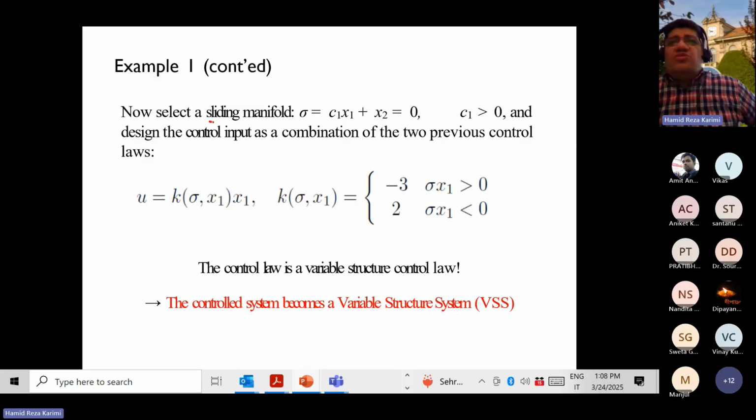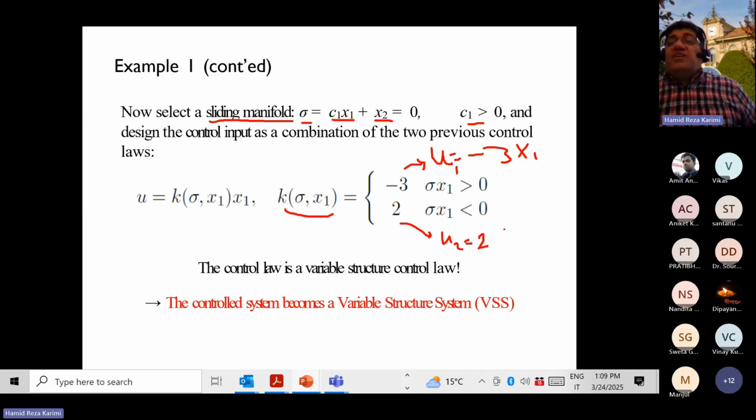Okay, so now you are choosing another manifold. If we choose a sliding manifold sigma equals C1x1 plus C2x2 equals zero, and C1 is positive, okay? In this case, we design the control input as a combination of the two previous control laws. So now we are choosing the control signal like this: u equals K(sigma x1) x1, where K(sigma x1) is minus 3 if sigma x1 is positive, or 2 if sigma x1 is negative. You remember that in the previous slide, minus 3 was the u1 equals minus 3x1, right? And this was u2 equals 2x1, okay?